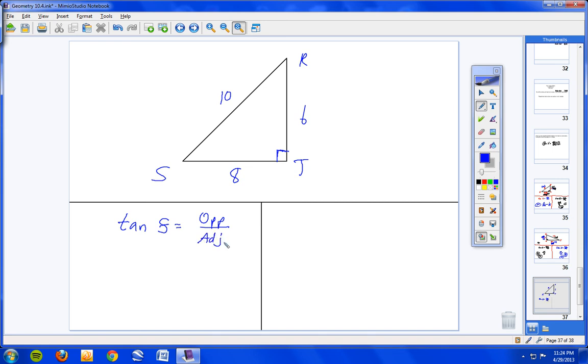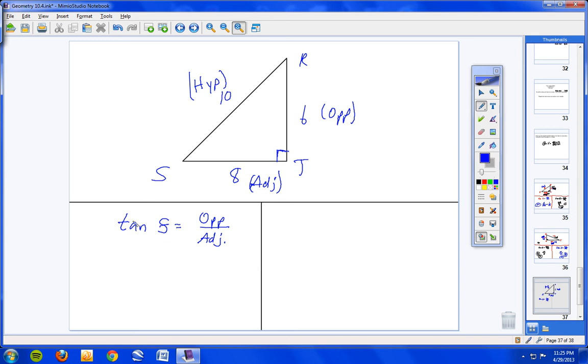So write that down. Now, what angle are we dealing with? S. So take your pencil and put it on S, and now go straight across. We're going to call this our opposite side. And then we go to the hypotenuse, and we label that hypotenuse. The only side left is 8. We've got to call that adjacent. So there it is, adjacent.